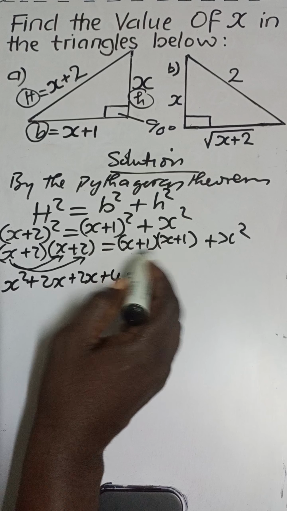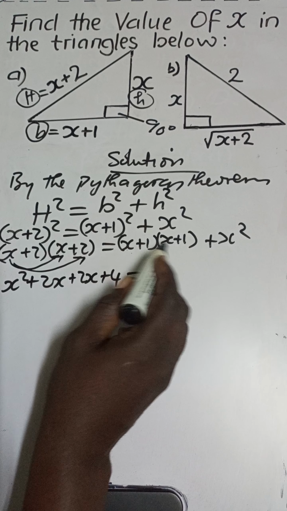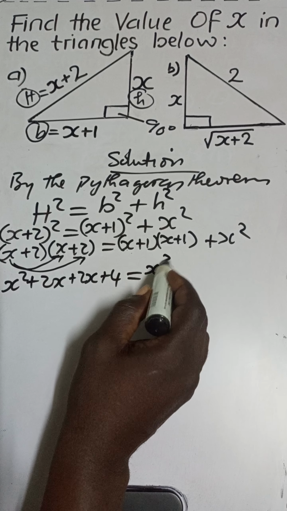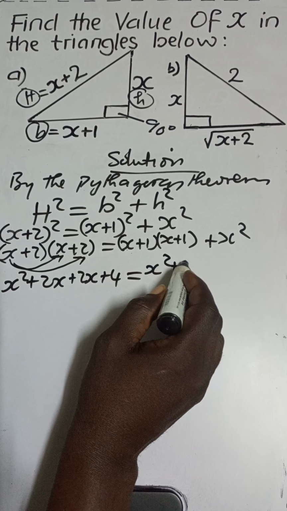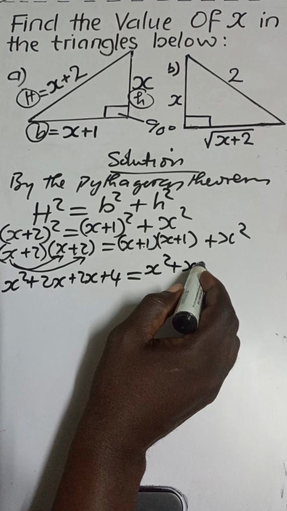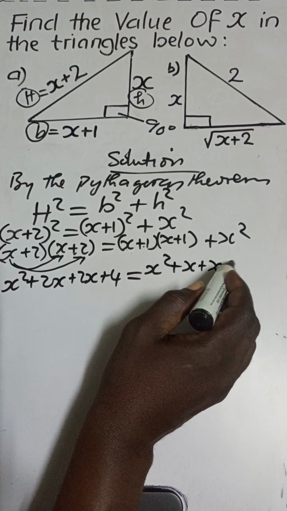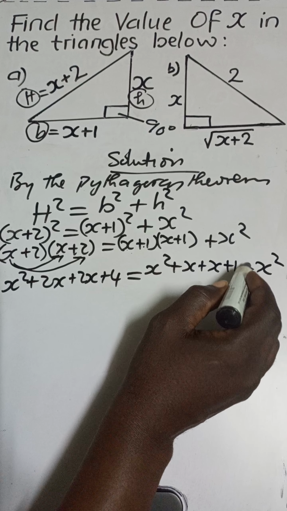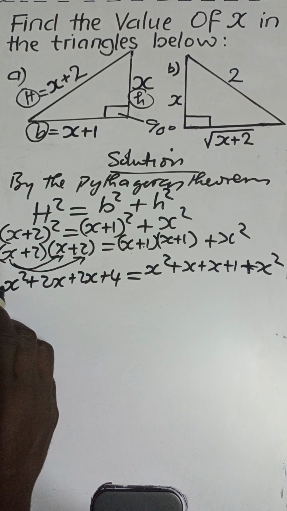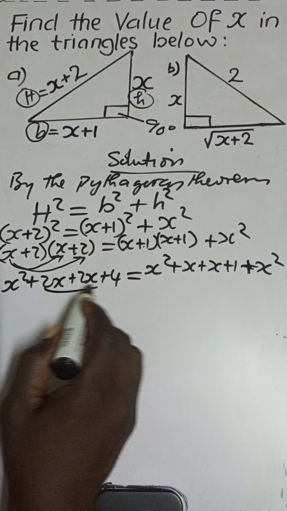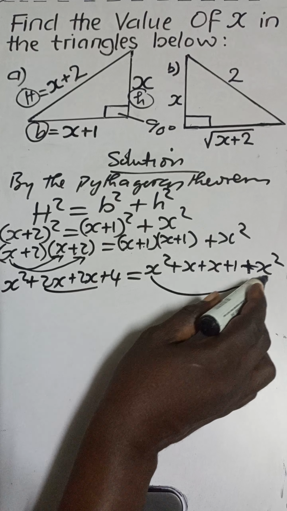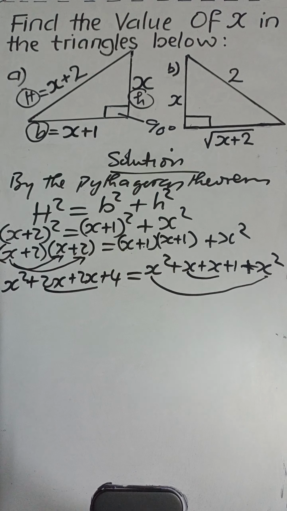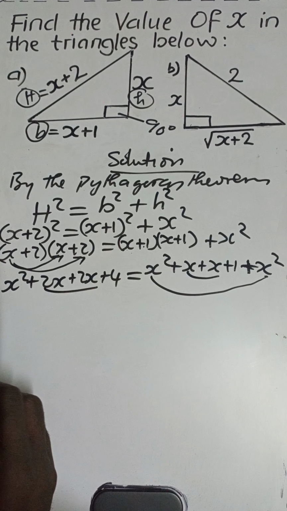Let's move on to this other expansion. x multiplied by x is x squared. x multiplied by 1 is x. 1 multiplied by x is x. 1 multiplied by 1 is 1. Now, if we look here, we see these are like terms. This one is also a like term to that, and these are also like terms. So we simplify like terms.